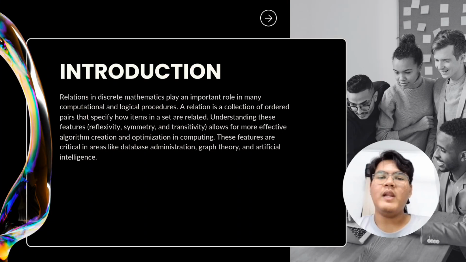Relation in discrete mathematics plays an important role in many computational and logical procedures. A relation is a collection of ordered pairs that specify how items in a set are related. Understanding these features, reflexivity, symmetry, and transitivity, allows for more effective algorithm creation and optimization in computing. These features are critical in areas like database administration, graph theory, and artificial intelligence.